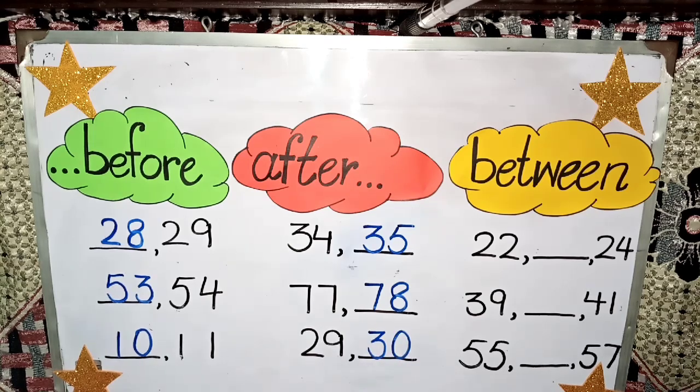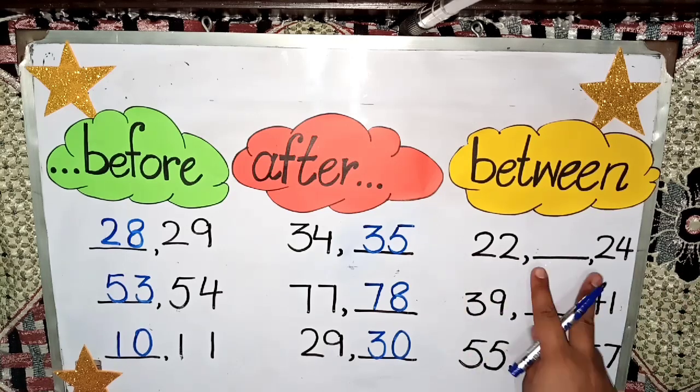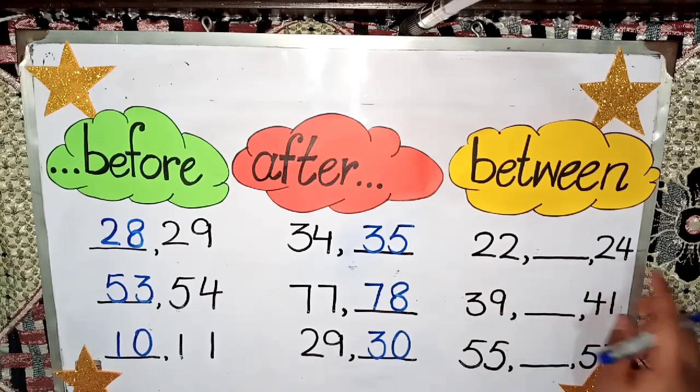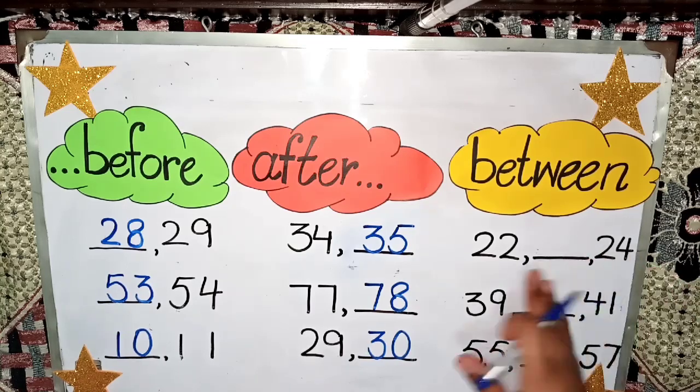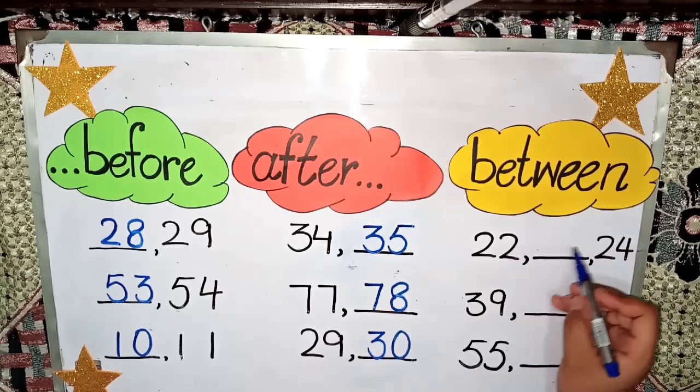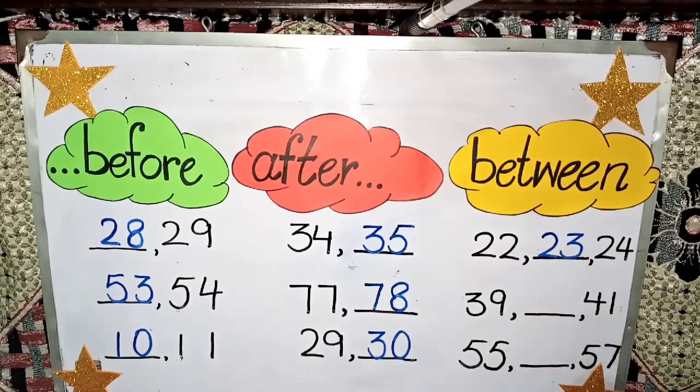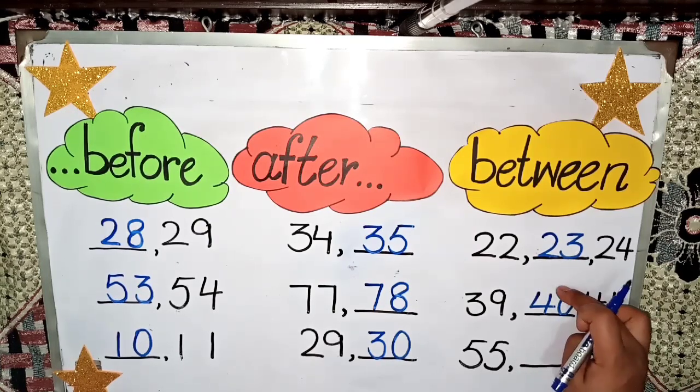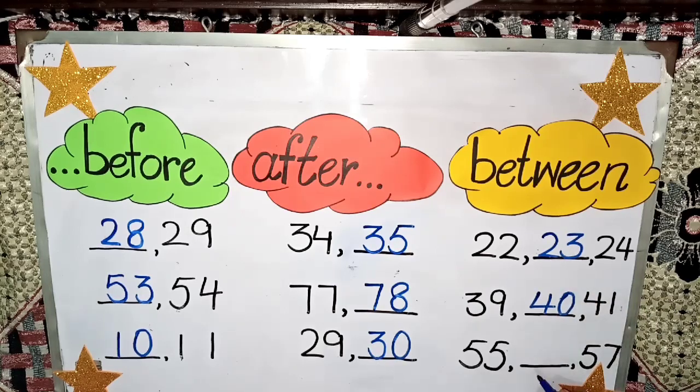Like this. Okay, come to this portion, between. There are two numbers. Either you can count forward or you can count backward. I think it's easy for you to count forward from this number 22. 22, then 23. 39, then number 40. Okay. 55, then yes. Hurry up, help me in solving it. I'm unable to do it. 55. Yes, it's 56. Clear, very good. Okay, is it clear to you?